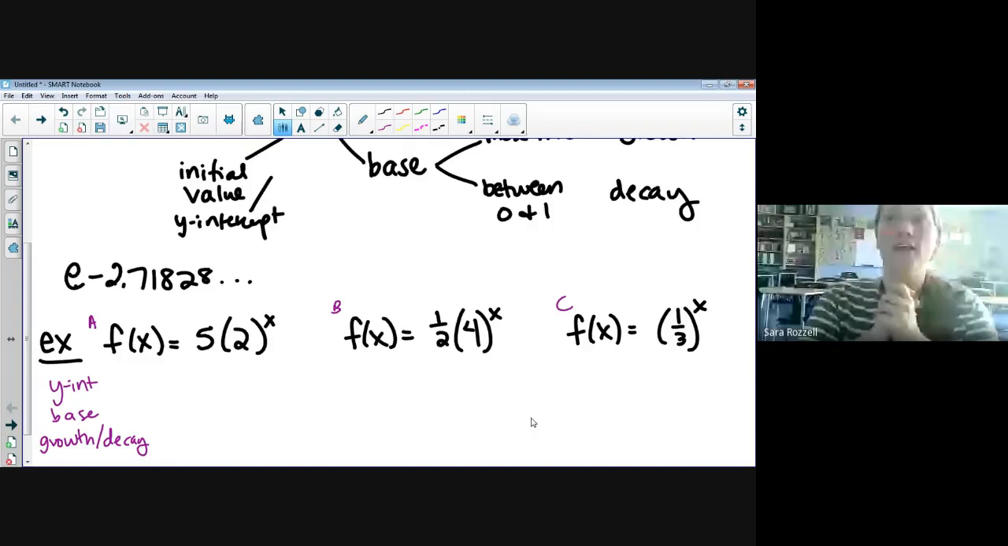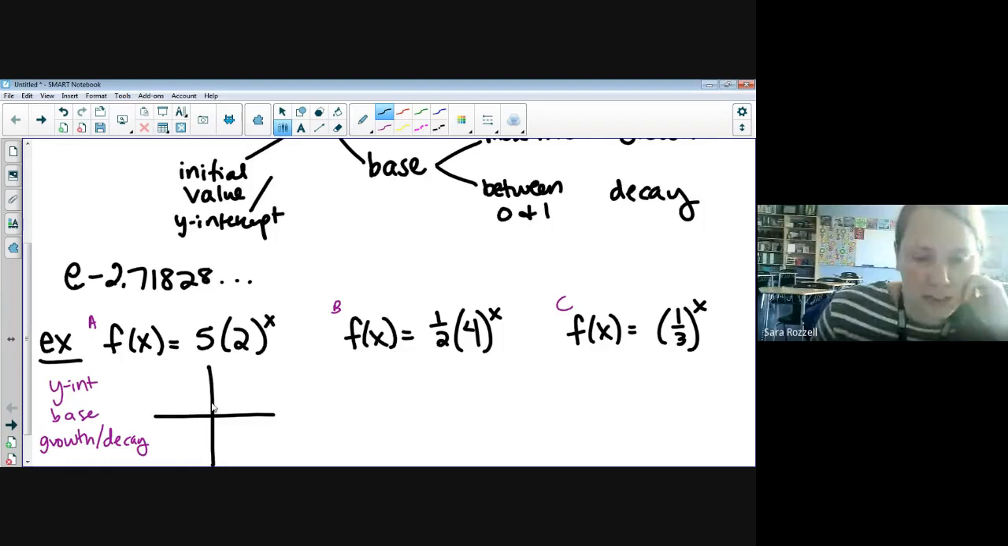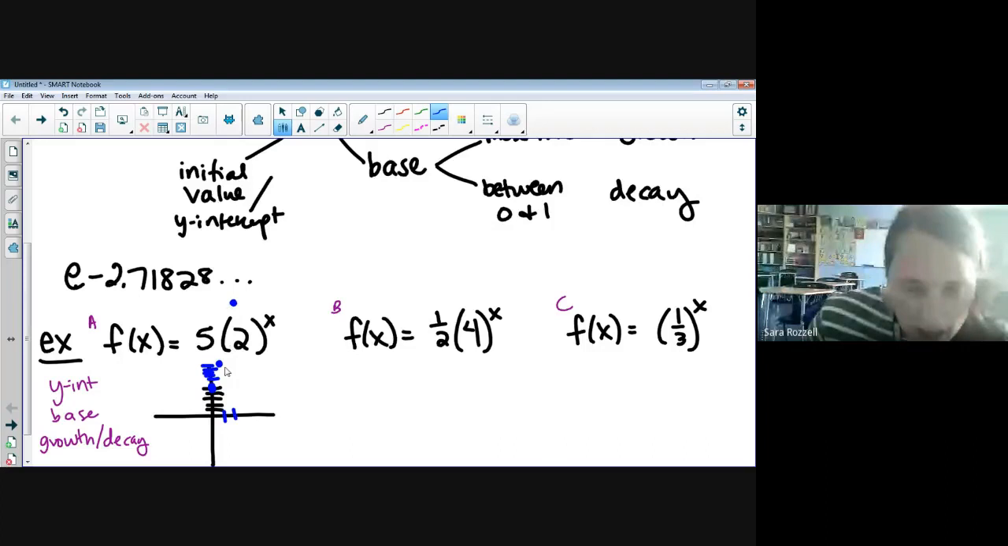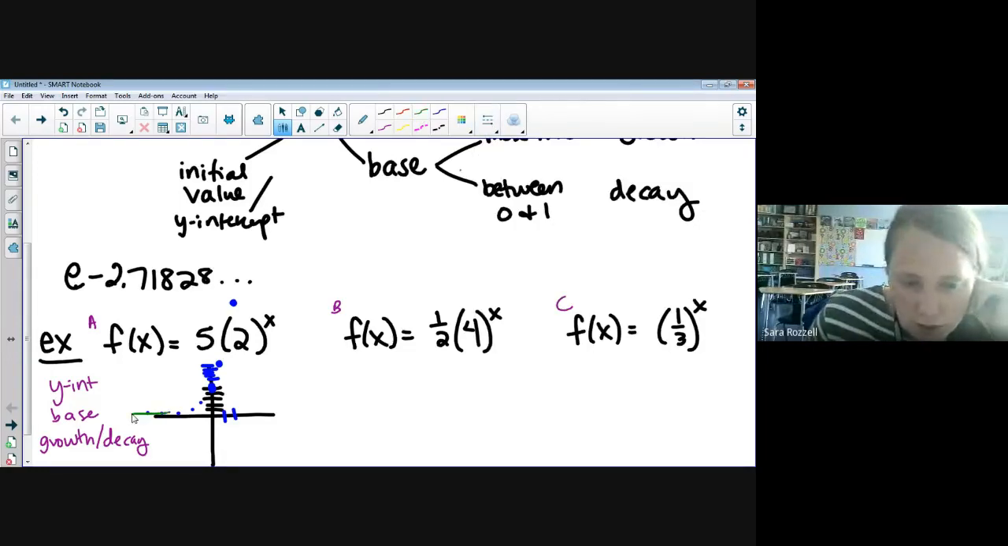So if I wanted to graph this, I would start at 5. That's my starting point. 1, 2, 3, 4, 5 on the y-axis. And I'm doubling every time. So as I go over to 1, I would be at 10. 1, 2, 3, 4, 5 more. Be at 10. And then if I was going over to the next one, I would be at 20. And then if you were going in the backwards direction, I would be cutting those in half. It's like this. So it looks kind of like this as a graph.